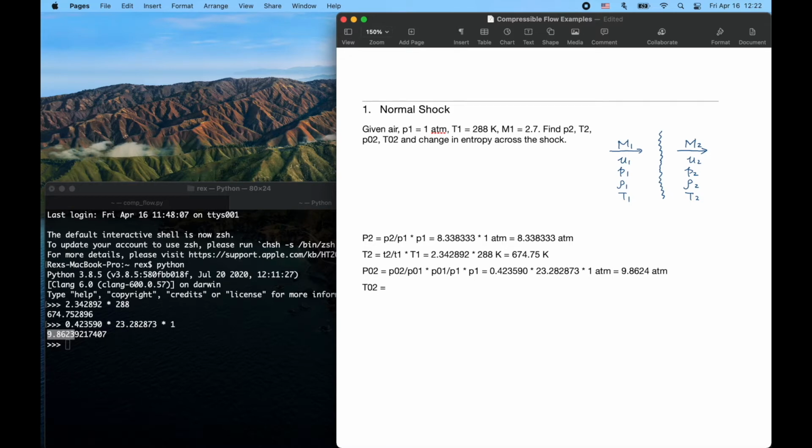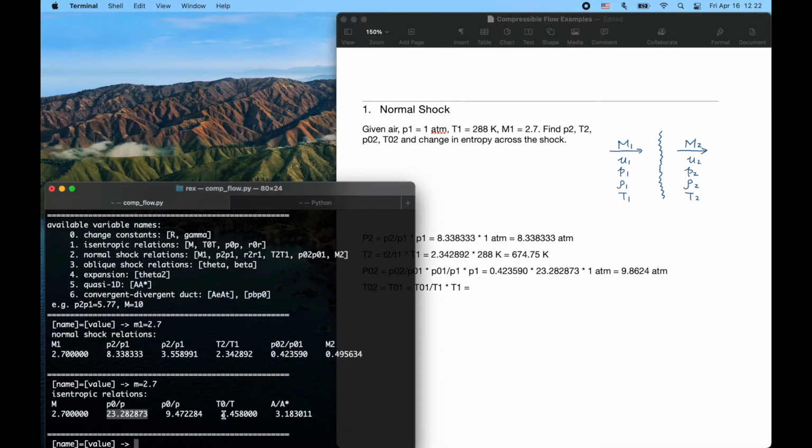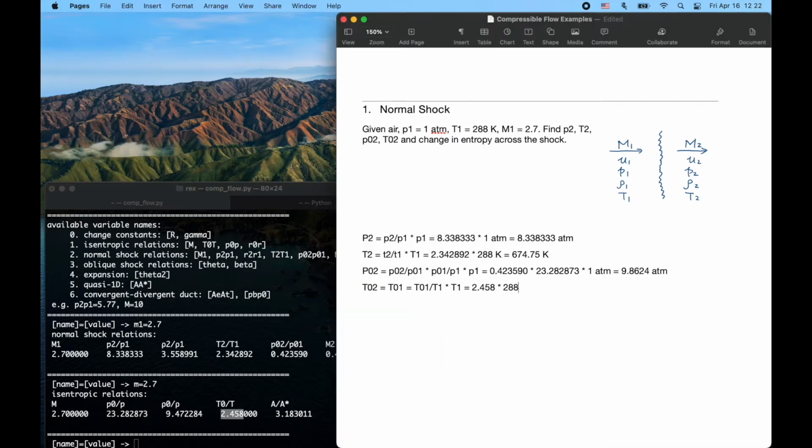Next, it's total temperature. So total temperature 2 equals total temperature 1. And that is simply the isentropic relation between TO1 and T1 times T1, which equals that times 288 K.